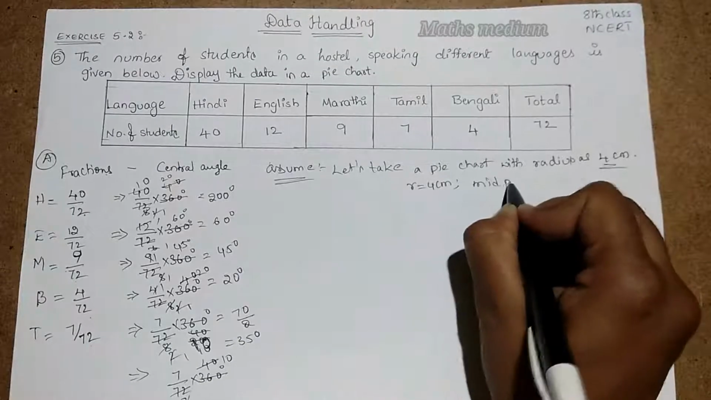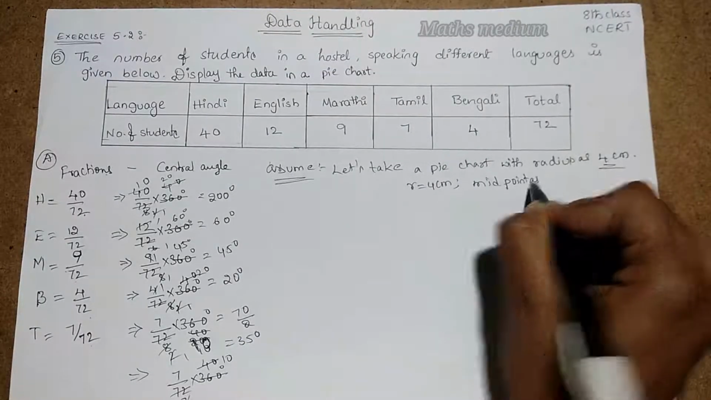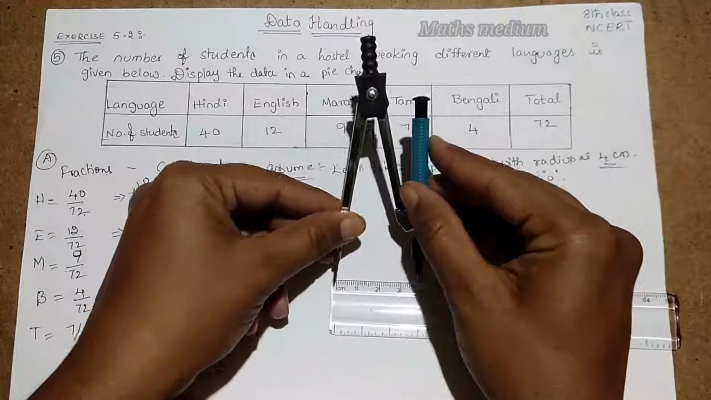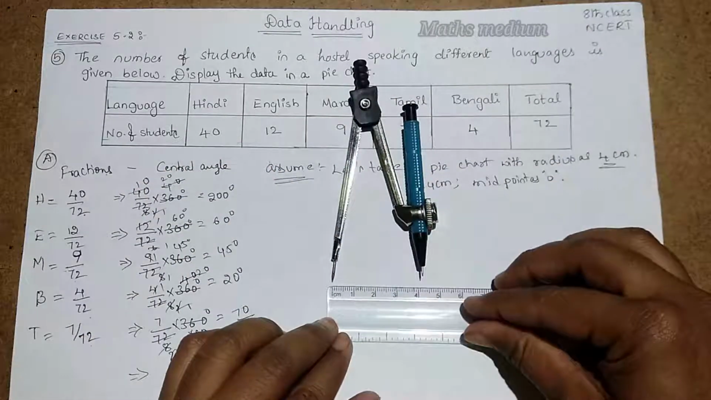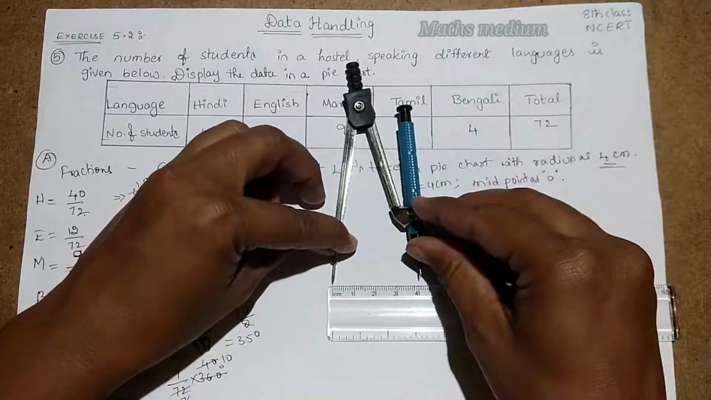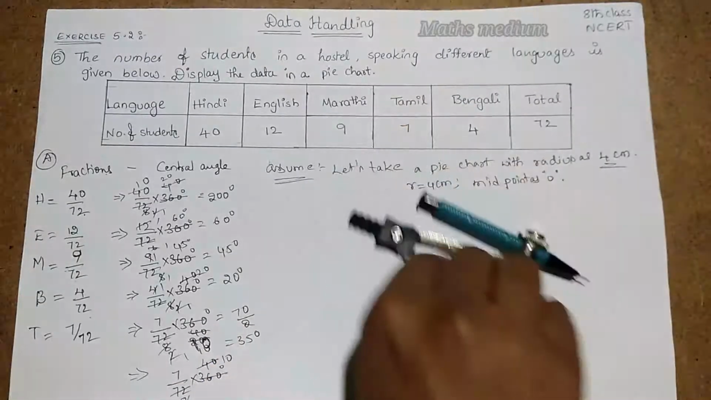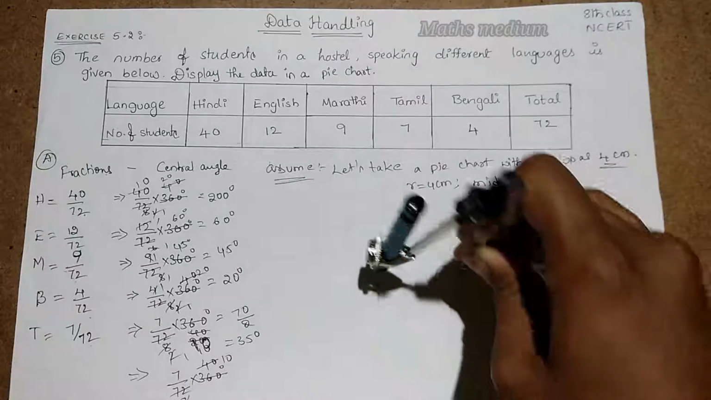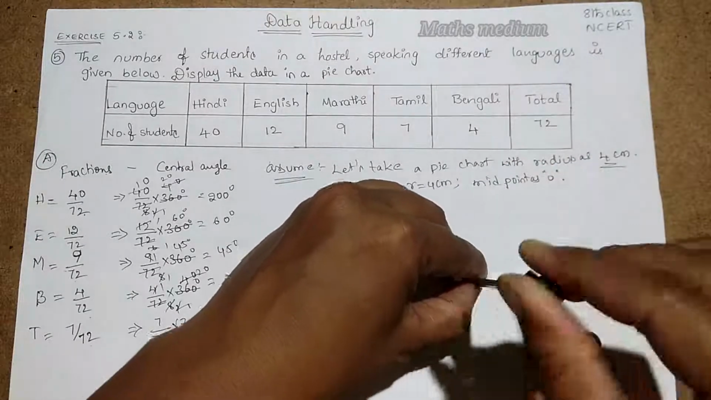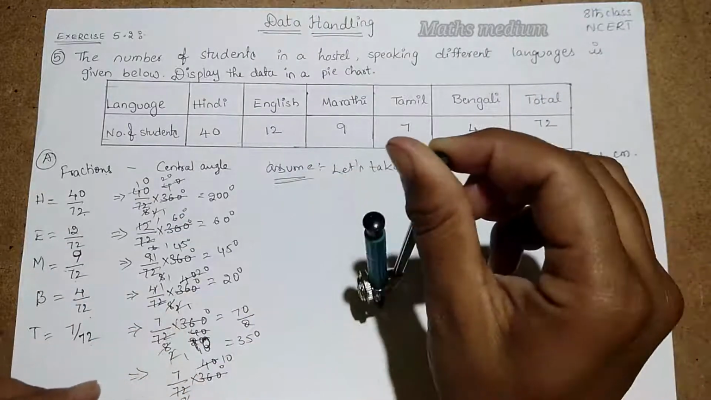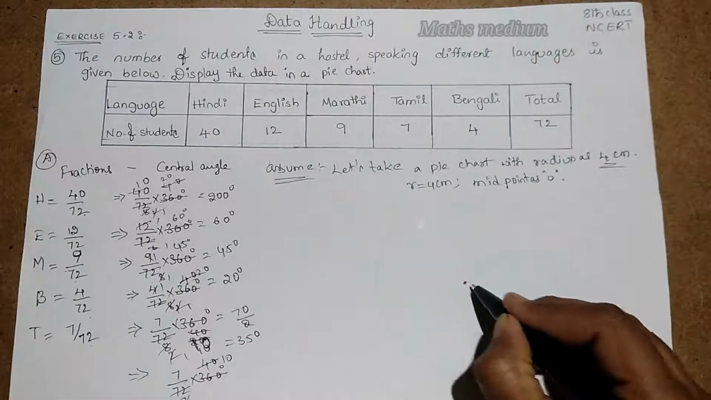Midpoint as O. Take the help of a scale and compass and make sure that the radius is 4 centimeters. Take the midpoint and draw the circle. This is the circle we have to draw with a radius. Mark the midpoint as O.